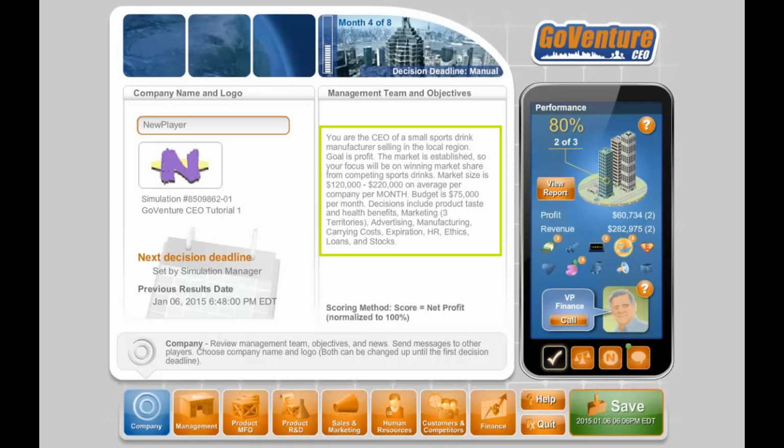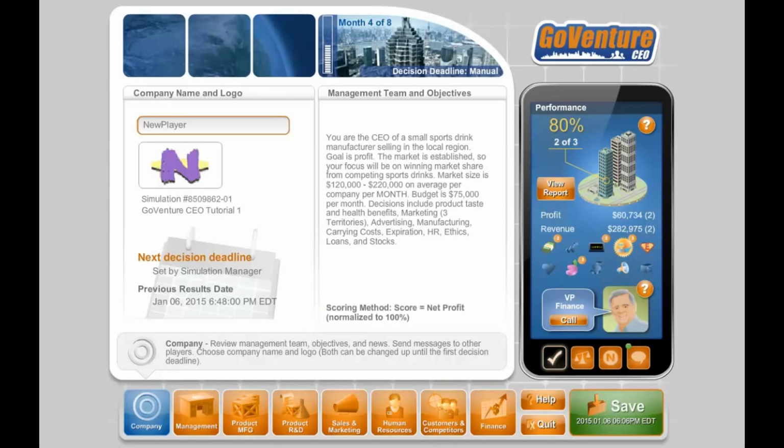As CEO of the business, you have to decide where to invest your company's money in order to reach your own business objectives. In the case of this simulation, you can see that your objective is net profit, as shown here. The business with the highest net profit will win the competition, and all other businesses will be ranked accordingly.